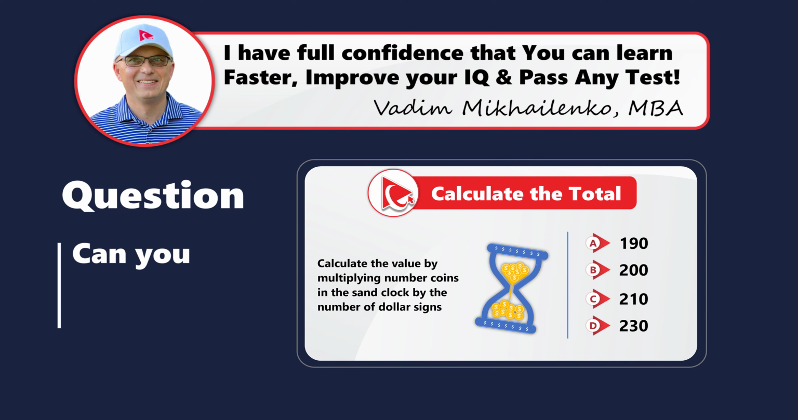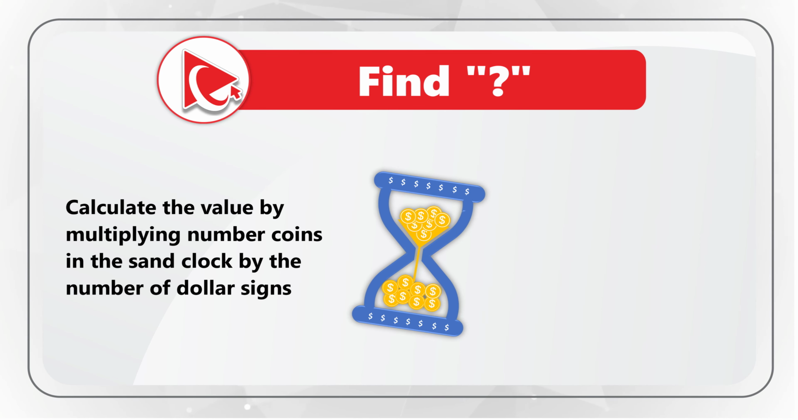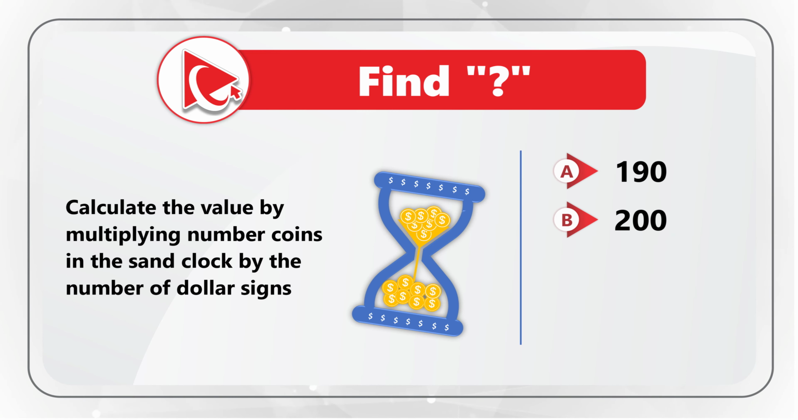Here's the problem for you to test your business math skills as well as attention to details. You need to calculate the value by multiplying the number of coins in the cent block by the number of dollar signs. You need to select out of 4 possible choices. Choice A, 190. Choice B, 200. Choice C, 210. And last but not least, choice D, 230.